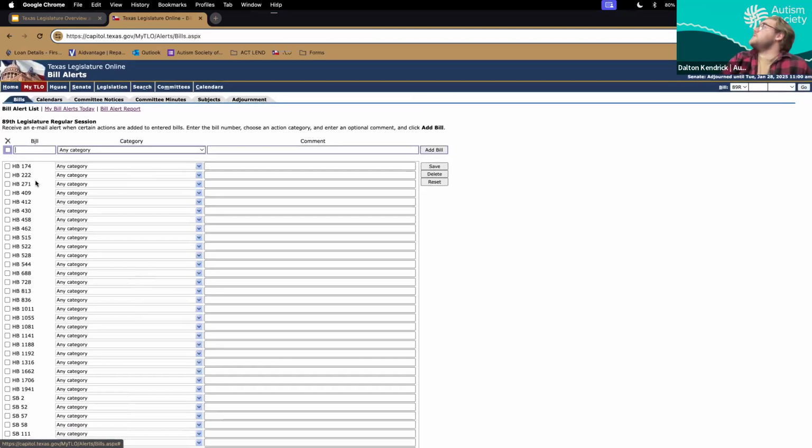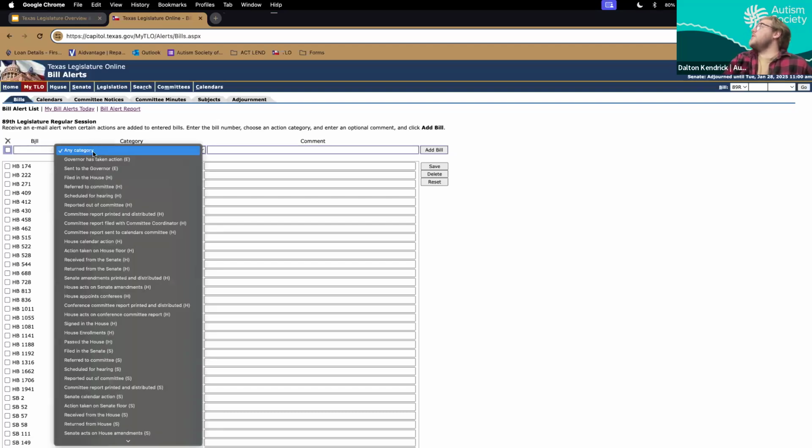What you can do is go in and put in the bill number, and if you click on any category, anytime that bill has movement, so it moves from A to B, it moves into the House, or it goes to committee, or there's a public hearing on it, or anything like that, you'll get an email saying, hey, something happened with this bill, and you can go in and look at it.